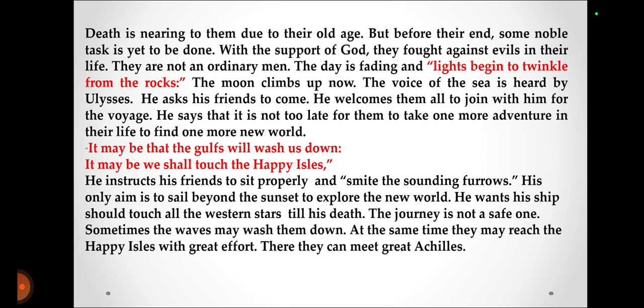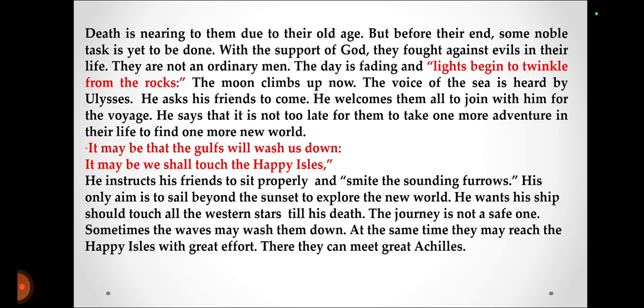The day is fading and lights begin to twinkle from the rocks. The moon climbs up now. The voice of the sea is heard by Ulysses. He asks his friends to come and join him. He welcomes them all to join him for the voyage. He says that it is not too late for them to take one more adventure in their life to find one more new world. He instructs his friends to sit properly and smite the sounding furrows.